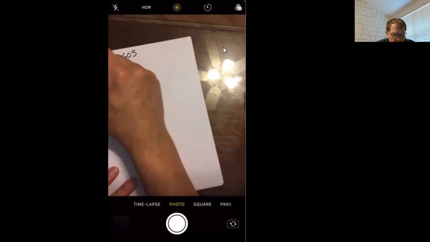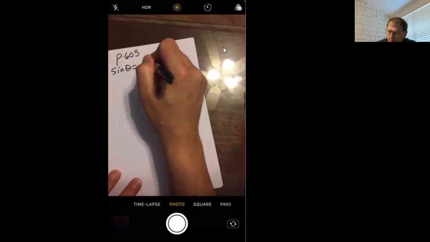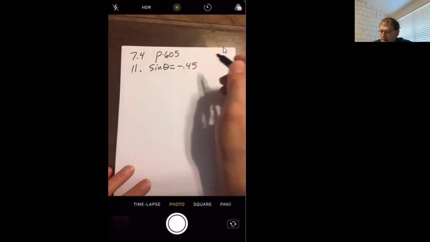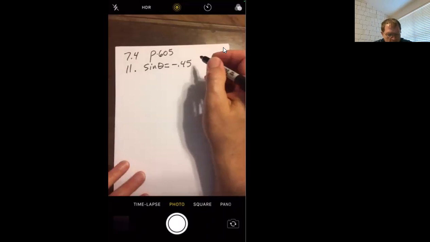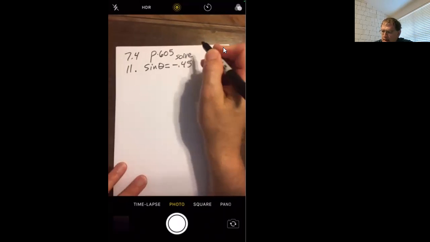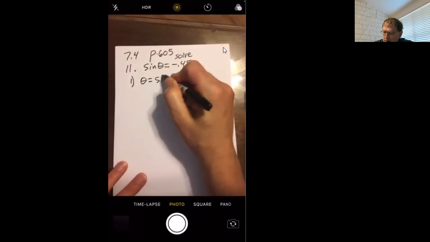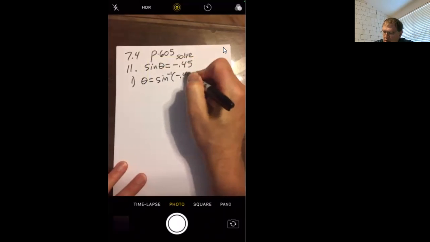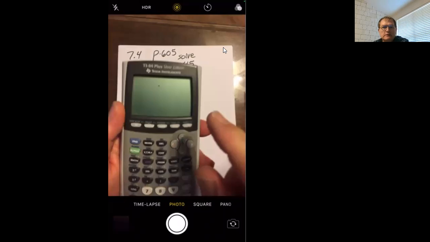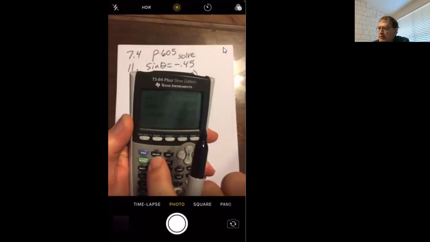Let's try number 11. Hopefully I've hit some problems that we didn't hit on Monday. And we're going to solve. So our first step is to take the arcsine of 4/5. Make sure you're in radian mode.